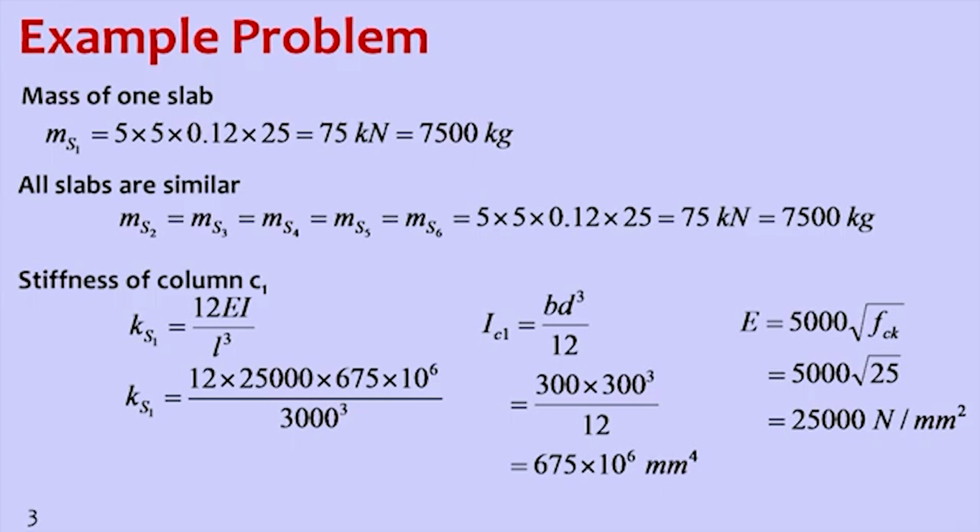of 6 by 3000. 3 is the floor height. So, 3000 is in mm, 3000 cube. So which is coming around 7.5 into 10 to the power of 6 Newton per meter. This is directly calculated. The result which we got from the calculation shown here will be in Newton per mm, where you need to convert it to Newton per meter, and which is equal to 7.5 into 10 to the power of 6.